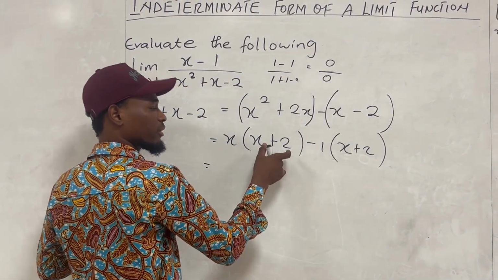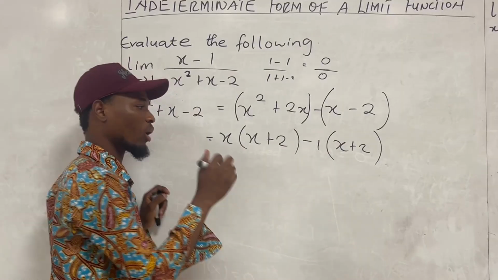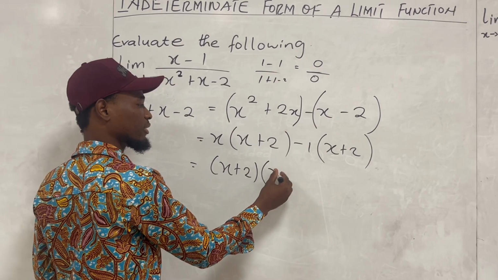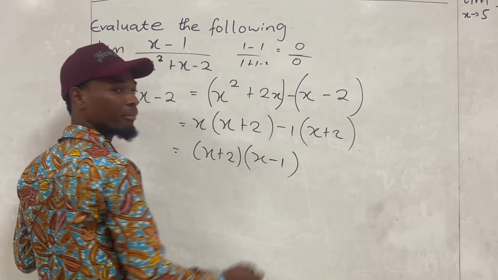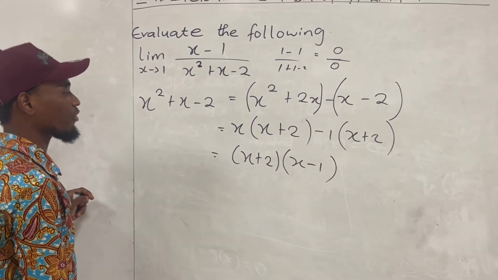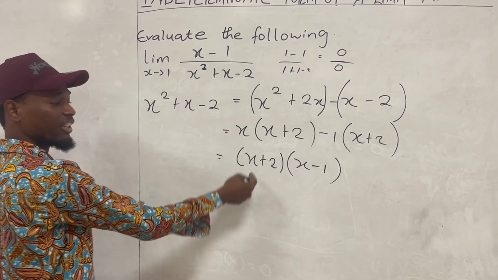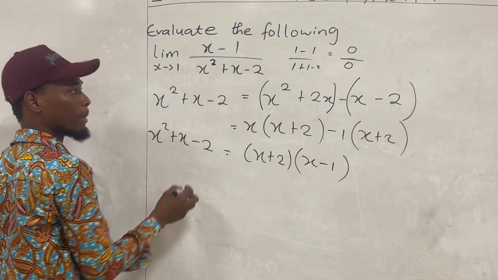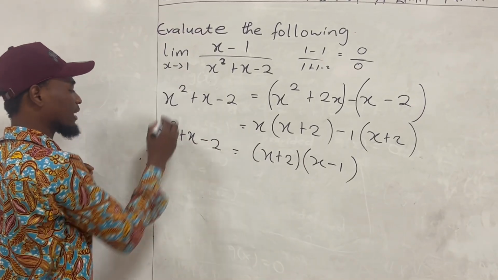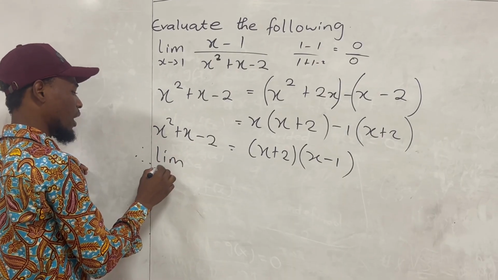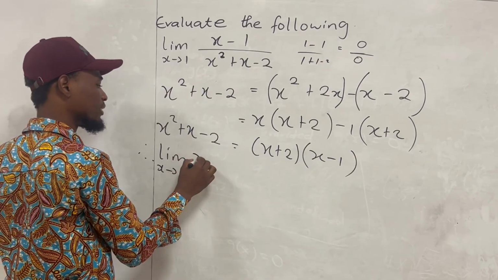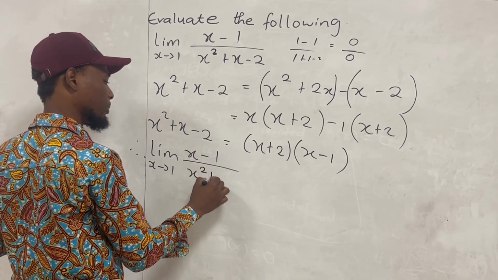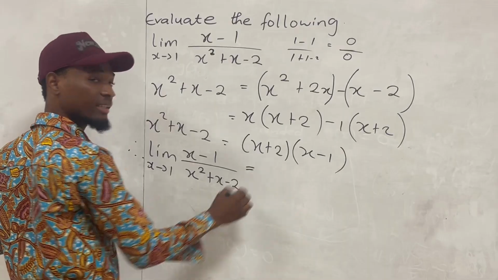Since these expressions are the same, you pick one. So I have (x plus 2), then (x minus 1) in another bracket, right? So this is just the same as the denominator, which is x squared plus x minus 2. So therefore, I can say that the limit as x approaches 1 of (x minus 1) over (x squared plus x minus 2) is the same as what?